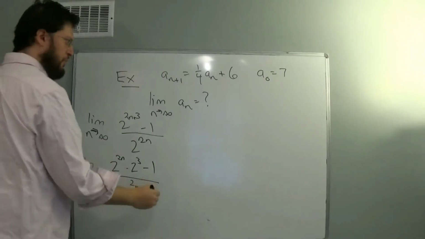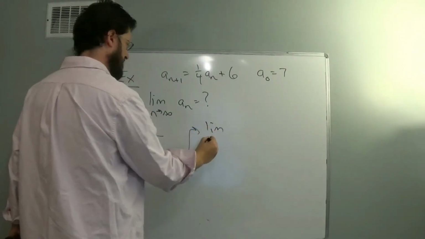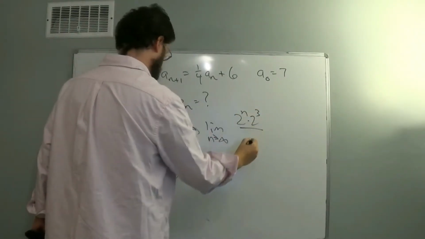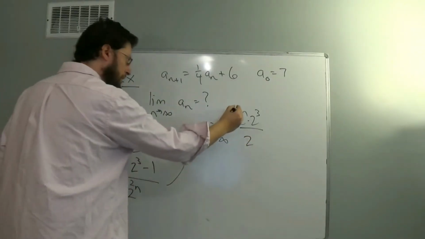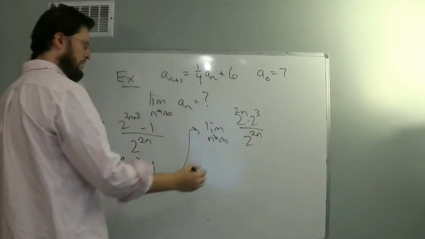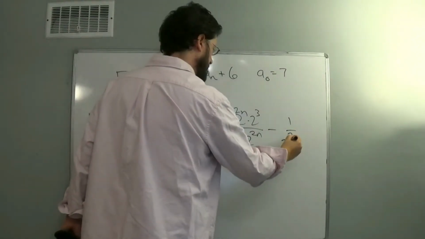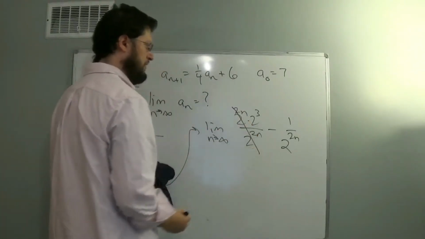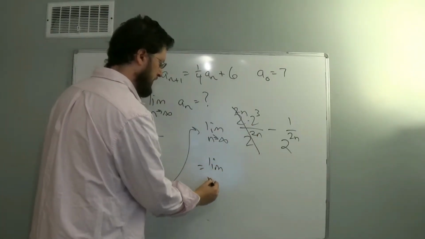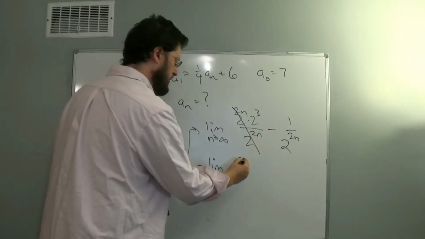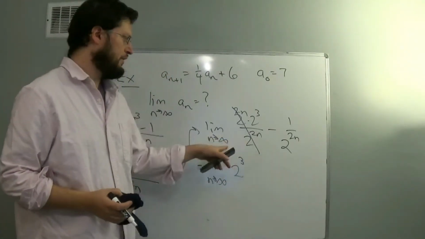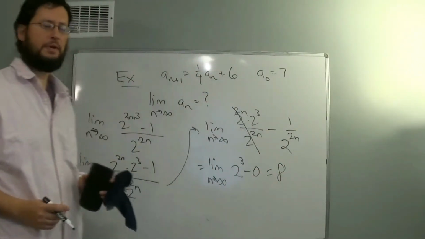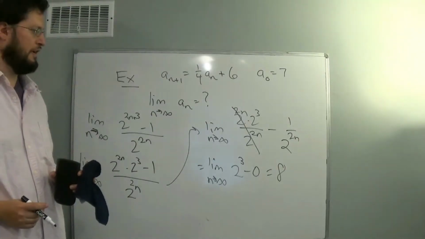Now I'm going to divide this into both pieces to say limit as n goes to infinity of 2 to the 2n times 2 to the 3 over 2 to the 2n, sorry, over 2 to the 2n, minus 1 over 2 to the 2n. The limit as n goes to infinity. These cancel, and I'm left with limit as n goes to infinity of 2 cubed. What happens when n goes to infinity here? This goes to 0, minus 0. And so in the end I'm going to get 8 as my final limit.